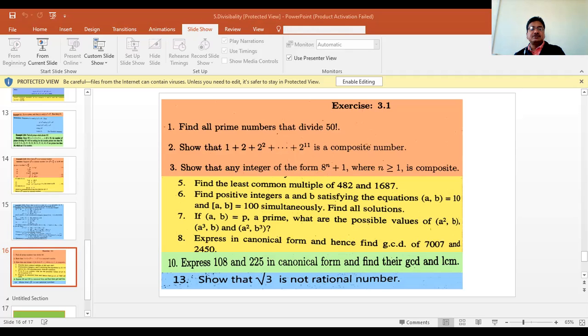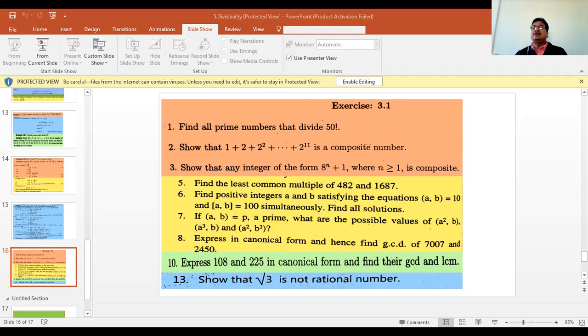This is the notation: square bracket a comma b is equal to a times b divided by the greatest common divisor of a and b. The round bracket a comma b means the greatest common divisor. First find the greatest common divisor and then use this formula to find the least common multiple. So solve all these problems of the exercise.